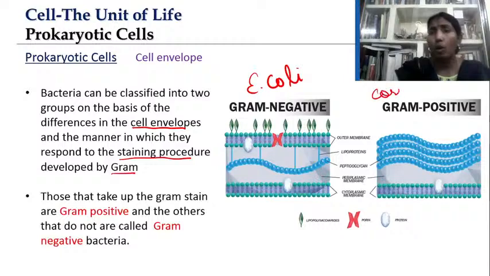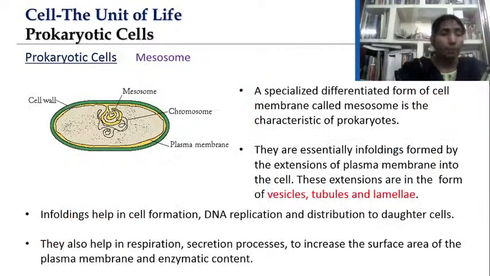Gram positive, I can say Corynebacterium. Okay, so they are all gram positive bacteria. So next, coming to the interesting structure, what we call the mesosomes.